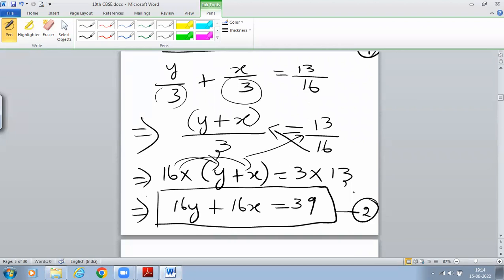So now we have two equations in the standard form, ax plus by plus c is equal to 0, or we can keep the c on the right hand side also. Please write up to equation number 2.